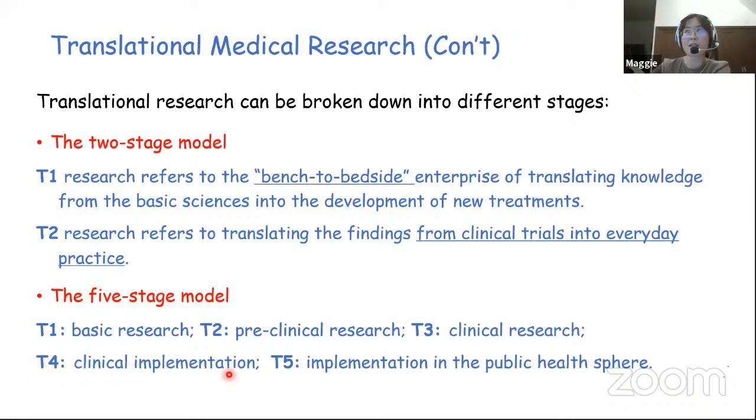So this drug can be bought in the clinic or in the market. And if it works very well, then we can transfer it from our own country to all of the world for international use. So this is the five-stage model, which is more detailed compared to the two-stage model.